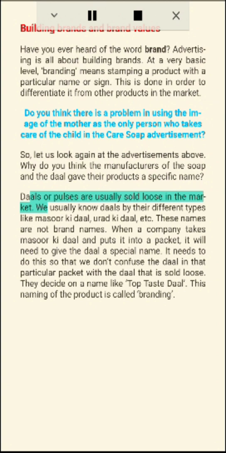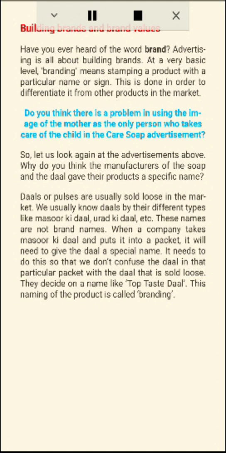Dolls or pulses are usually sold loose in the market. We usually know dolls by their different types like Masorki doll, Uradki doll, etc. These names are not brand names. When a company takes Masorki doll and puts it into a packet, it will need to give the doll a special name. It needs to do this so that we don't confuse the doll in that particular packet with the doll that is sold loose. They decide on a name like Top Taste doll. This naming of the product is called branding.